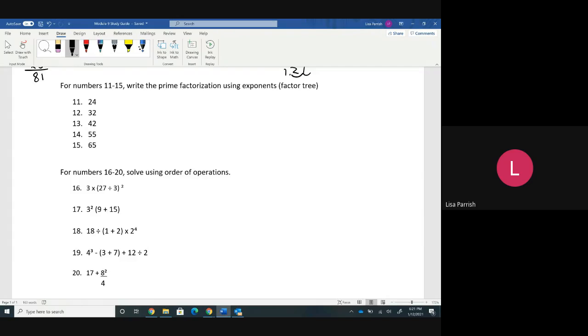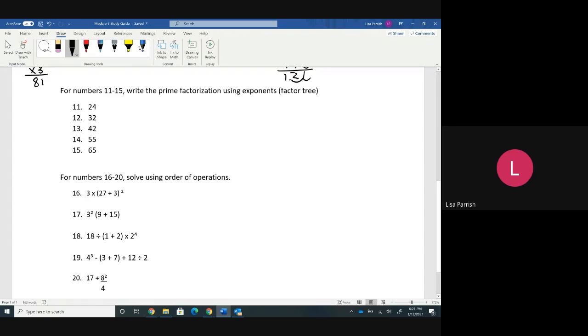Now, for 11 through 15, or whatever numbers they are on your review and your quiz, when you get to prime factorization, it says write the prime factorization using exponents. Now, this says factor tree. You can check with your teachers, but I told my kids you could do the tree or the cake method.